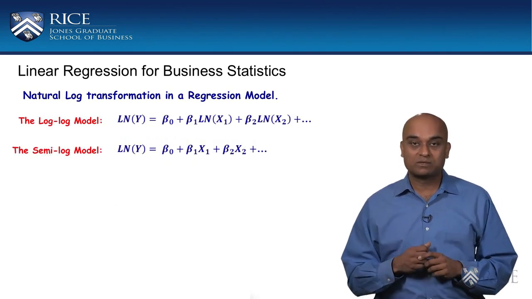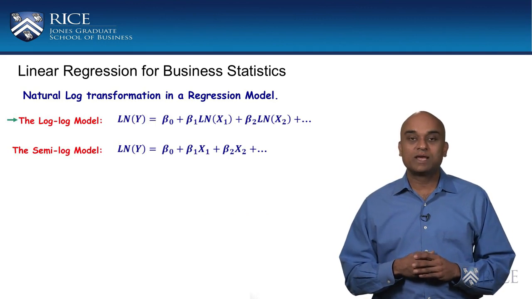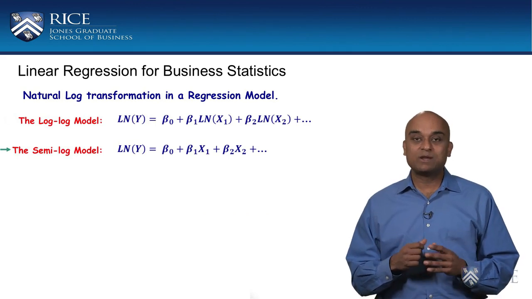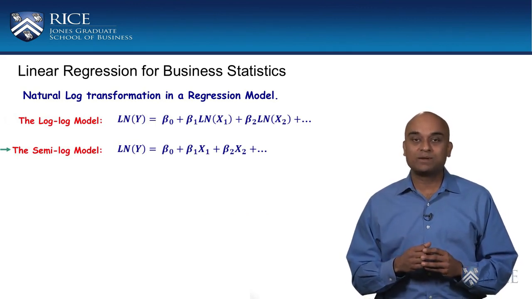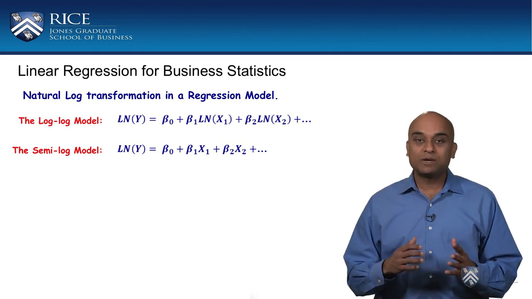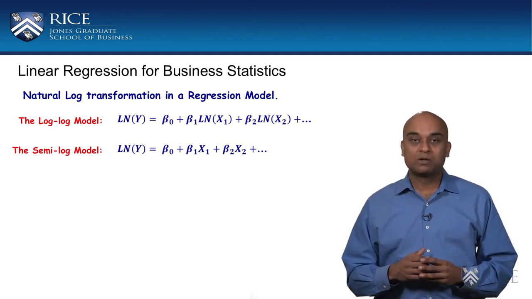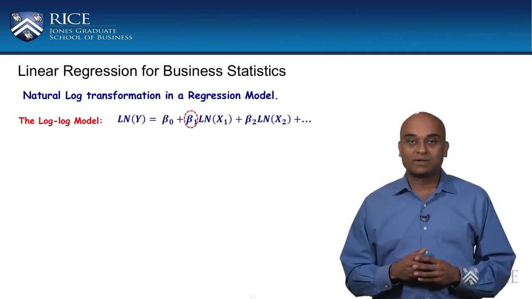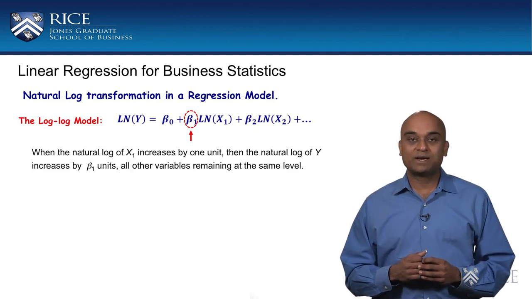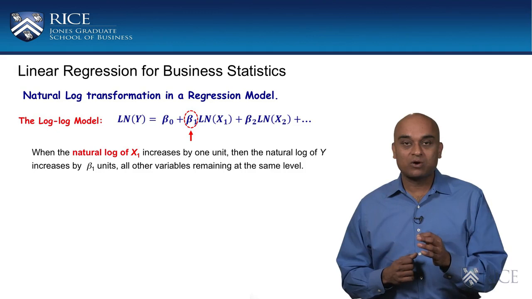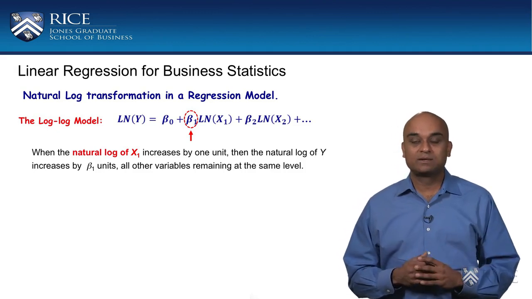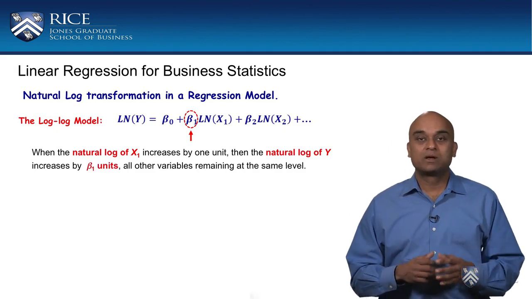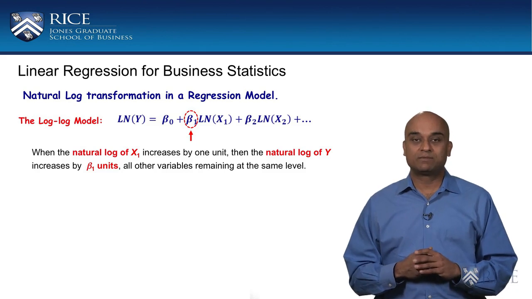Coming back to the regression models, in a log-log model, you take the natural log of the y variable as well as the x variable, while in the semi-log model you log transform your y variable, but not the x variable. To interpret the coefficients in a log-log or semi-log model, you can take the same approach as earlier. For example, in the log-log model, the coefficient beta 1 is interpreted as shown. When the natural log of x1 increases by 1 unit, then the natural log of y increases by beta 1 units, all other variables remaining at the same level.